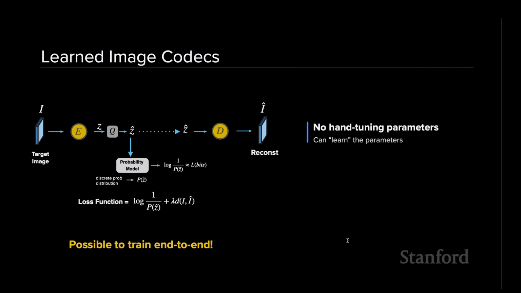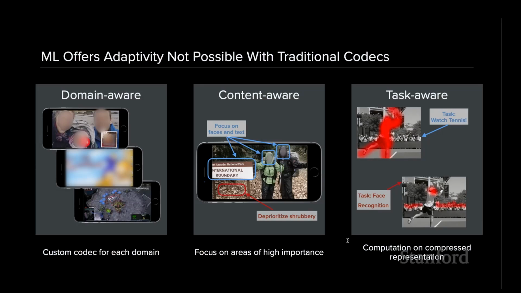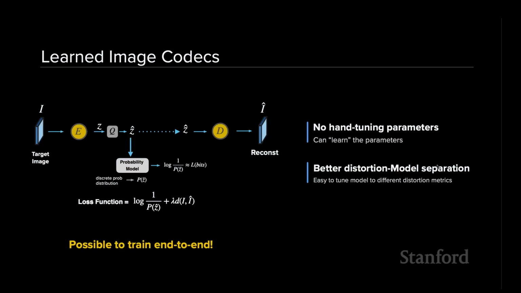A couple of advantages. First, there is no hand tuning of parameters. You can learn the parameters. What that means is you get adaptivity, which was not possible with traditional codecs, right? Your traditional codecs always had the same matrices. But now you can have, for example, a custom codec for each domain. You can have something for cartoons, something for games, something for TV series, and you can figure out different transform code values for each of them, which performs better for that particular kind of data. You can have something content aware or even task aware. So you basically get the flexibility because now you can train these end-to-end learned compressors for a specific task.